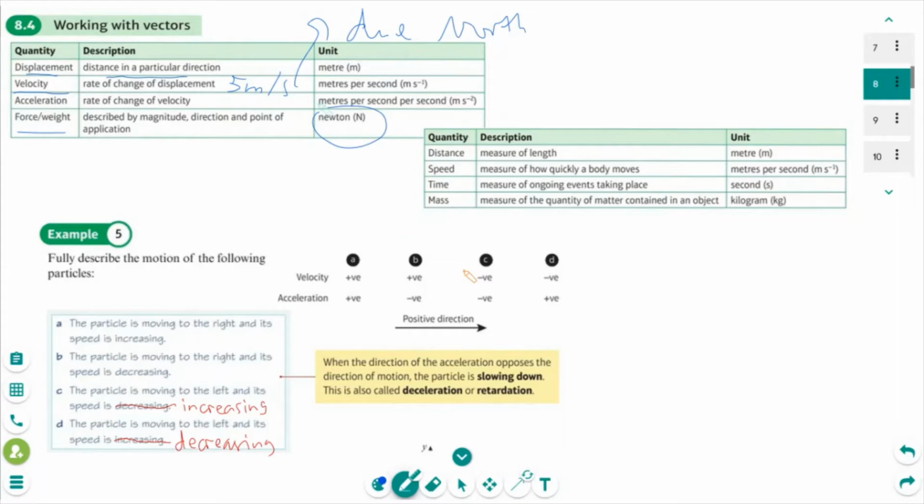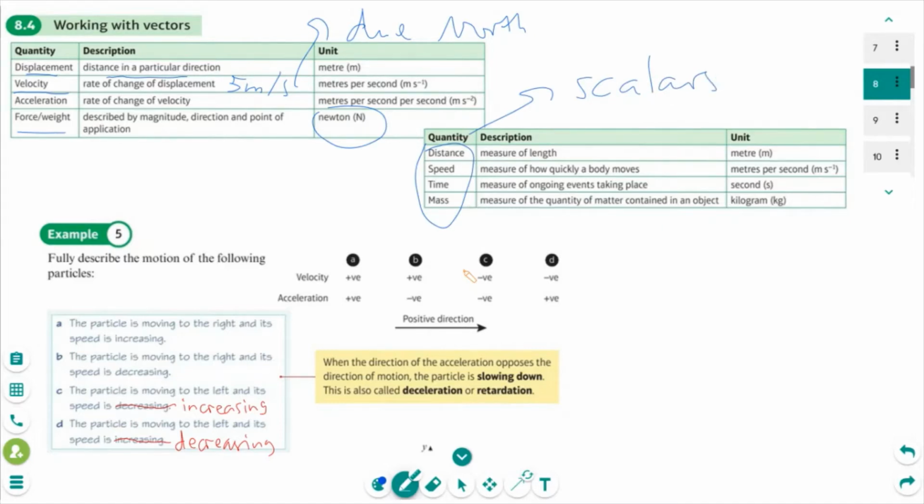The quantities which are not vectors are called scalar quantities. So these things here are called scalars. They only have a magnitude, a numerical value, which is positive. So distance, speed, time, and mass are always going to be positive numbers. So these are called scalar quantities.